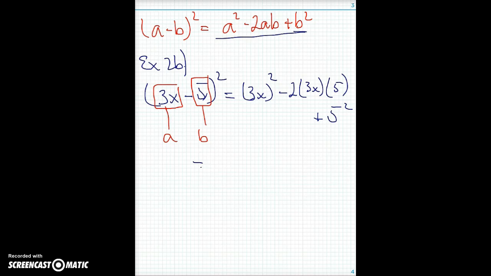And I'll rewrite all of that down here. So 3x squared is 3x times 3x, which is 9x squared, minus 2 times 3 is 6, 6 times 5 is 30, so 30x, plus 5 squared is 25. So there is the product of 3x minus 5 squared.